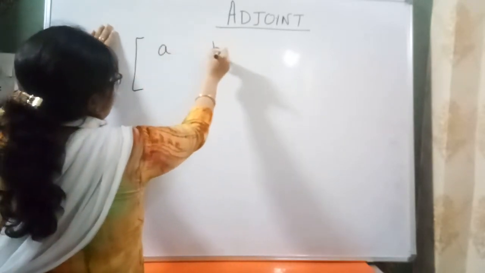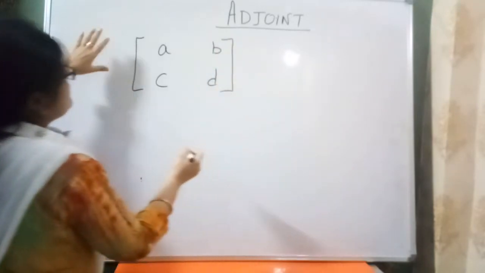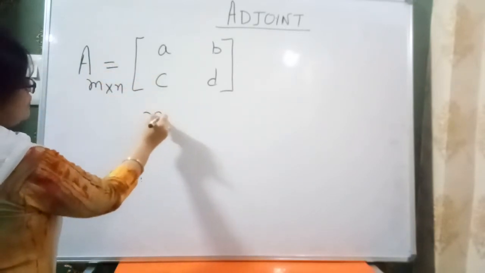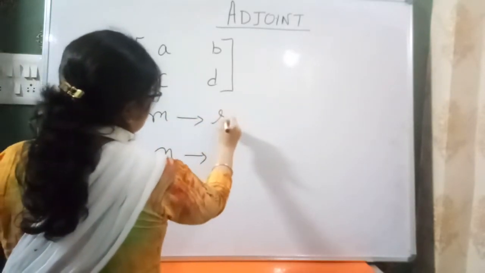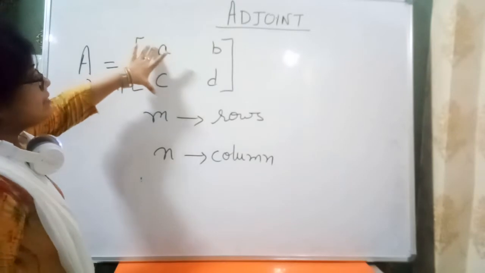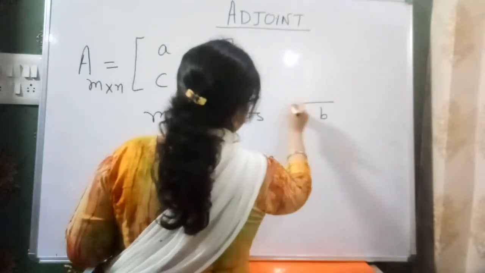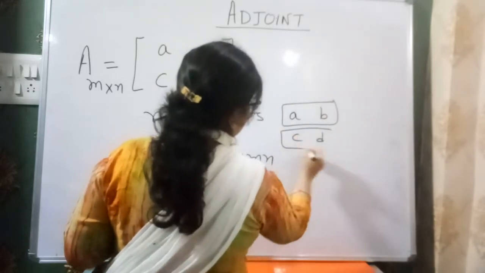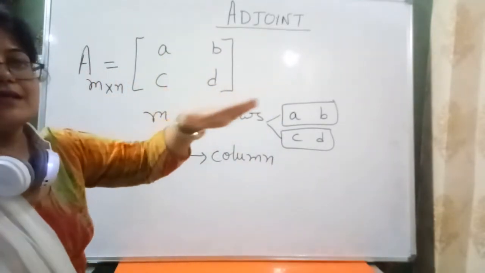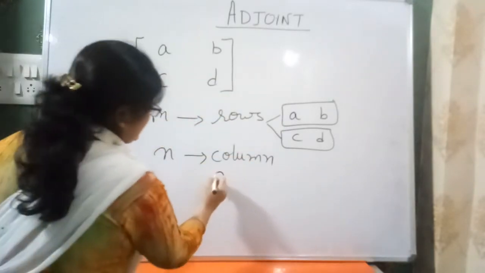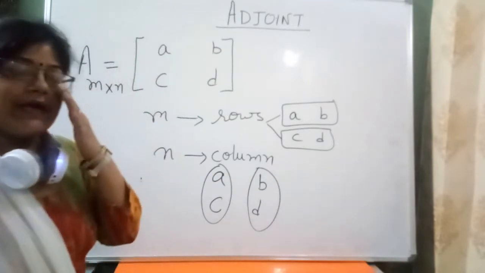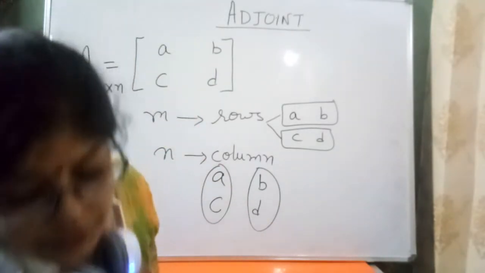If I write A, B, C and D, we generally symbolize this matrix as A is equal to, for example, M cross N. Then what is M? M is the rows and N is the columns. Clear? Then what are the rows in this matrix? I have 2 sets: A, B is the first row, and C, D is the second row. These are the 2 rows in this matrix. That means horizontal lines are called rows. And for the columns, we have 2 sets: A, C, and B, D. That means this is a column and this is a column. I think the concept is clear now, and I am going to move on to some more topics.